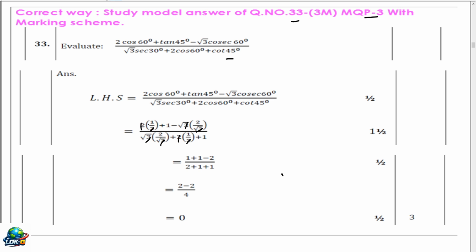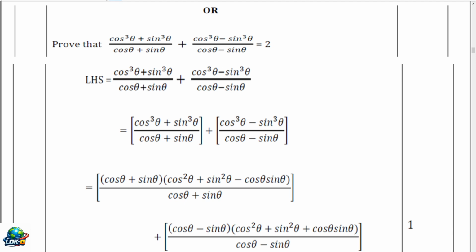What is left in the numerator? 1 plus 1 minus 2. In the denominator, 2 plus 1 plus 1. 1 plus 1 is 2. 2 minus 2 is 0. Therefore, the value is 0. If you write this much, you can get full marks, my dear students. I hope you understood. Very easy questions.